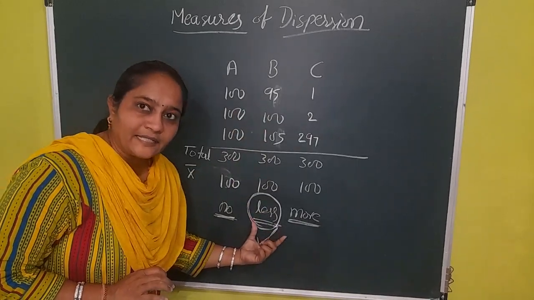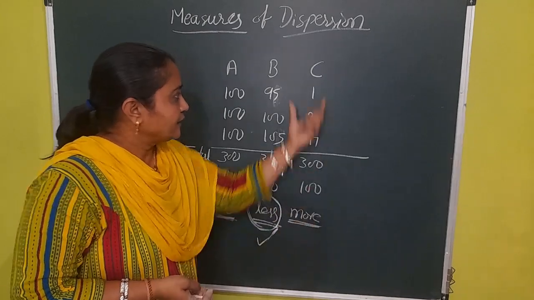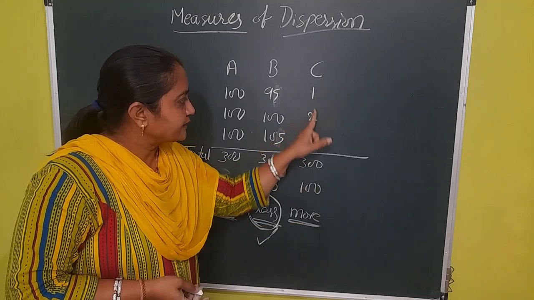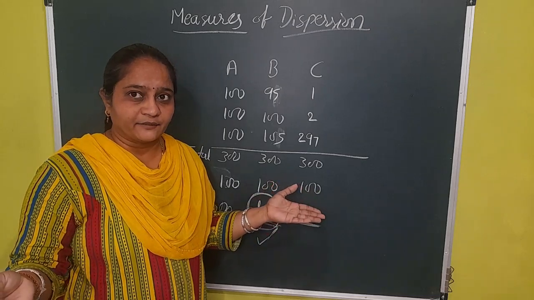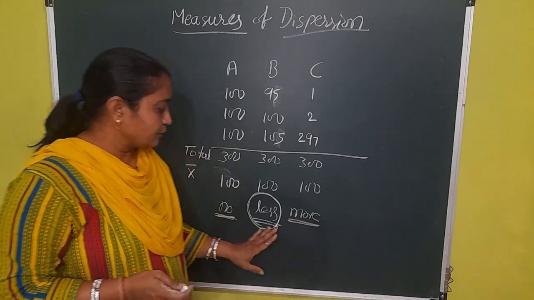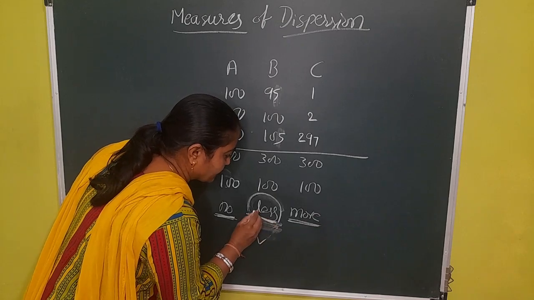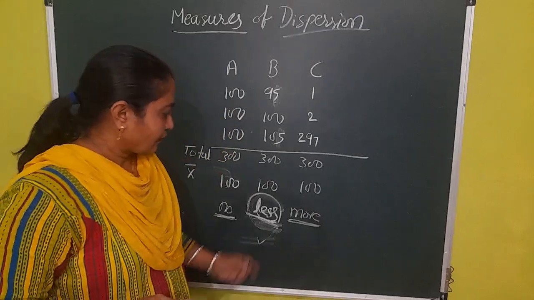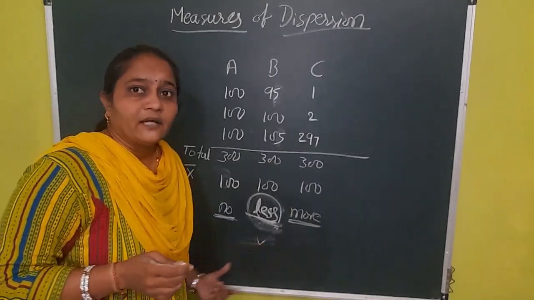The second one has less scatter, so we can say less reliable. And C has more, meaning more far from the average. In all matches, C's scores are more scattered from the average. But by seeing all this, whoever has the less scattered data is called more reliable than C and B.